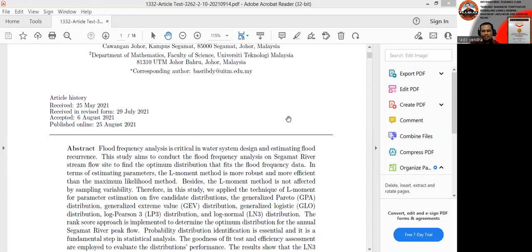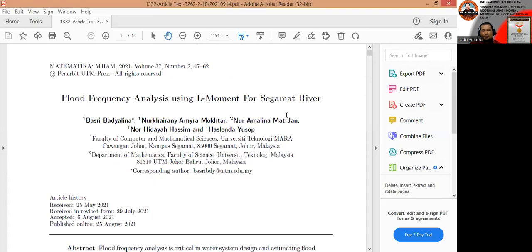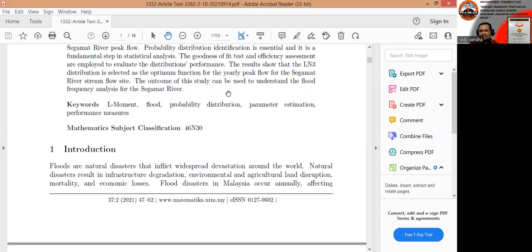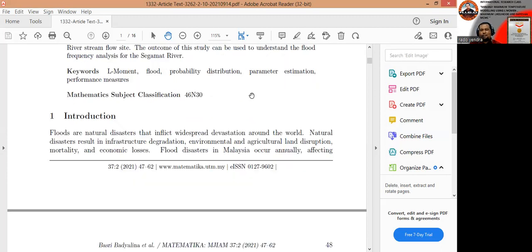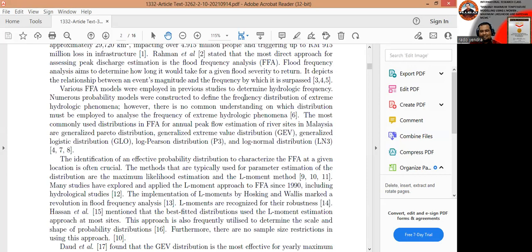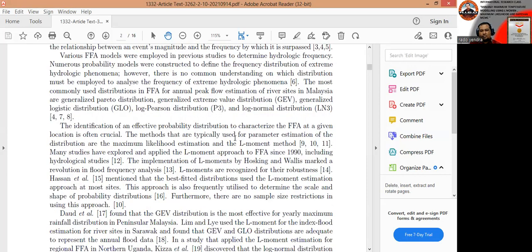For this time, based on one research article, I think this is a very good research article. It is published in a Mathematical Journal with the title Flood Frequency Analysis using L-moments for Segamat River. In this research article, there are simple ways to use L-moments to estimate parameters for some distribution functions, like generalized extreme value, generalized logistic, log Pearson, log normal, and other distribution functions.